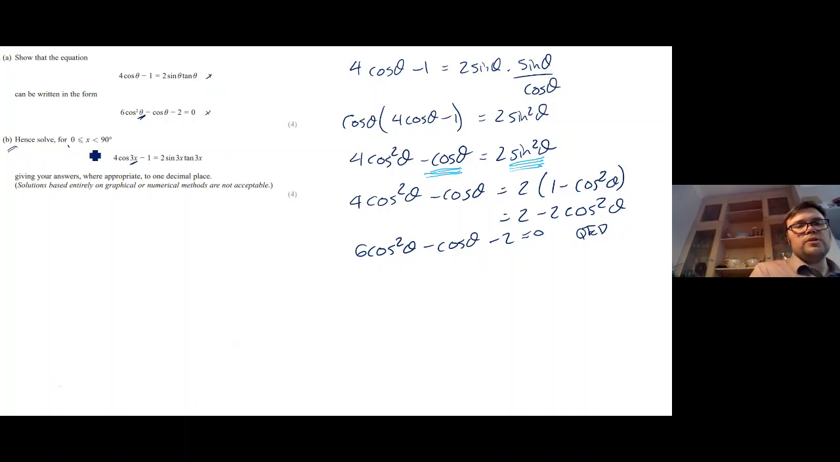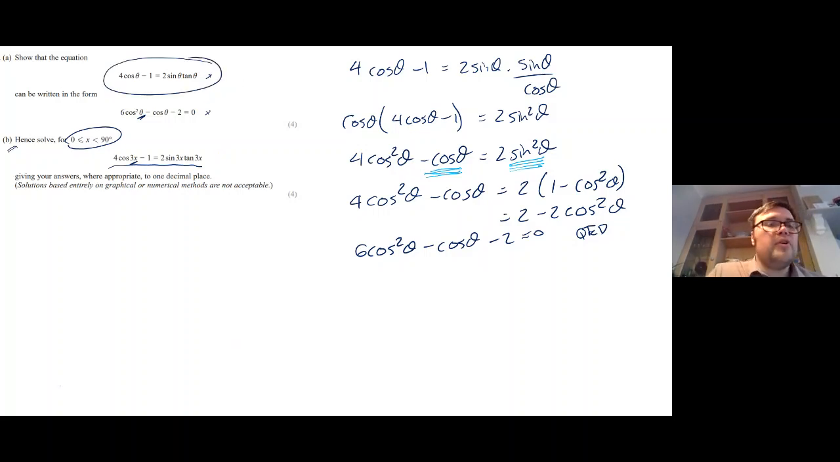And also, I'd like you to notice that that is equal to 0 to 90. I'll move on with that part in a second. So we have 4 cos 3x minus 1 is equal to 2 sine 3x tan 3x. This is exactly the same as the one above. The only difference is that instead of theta, it is equal to 3x.